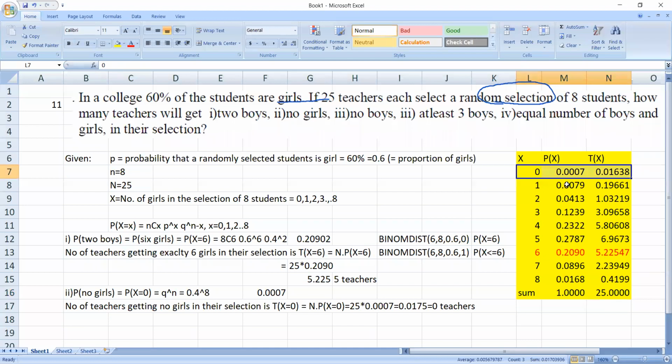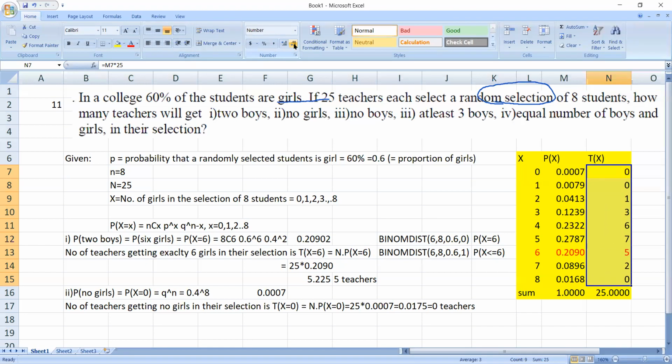If you look at the total number of girls in various selections, this is your number of teachers with the respective counts. The teacher count has to be converted to integers. Let me give you the integer values. So these are the integers, and this is how the distribution of 25 teachers looks. No teacher has 0 girls, no teacher has 1 girl. One teacher has 2 girls. Then 3 teachers have 3 girls. And 6 teachers have 4 girls in their selection. So this is the distribution of the number of teachers with respect to the number of girls. Did you understand what the problem is now?